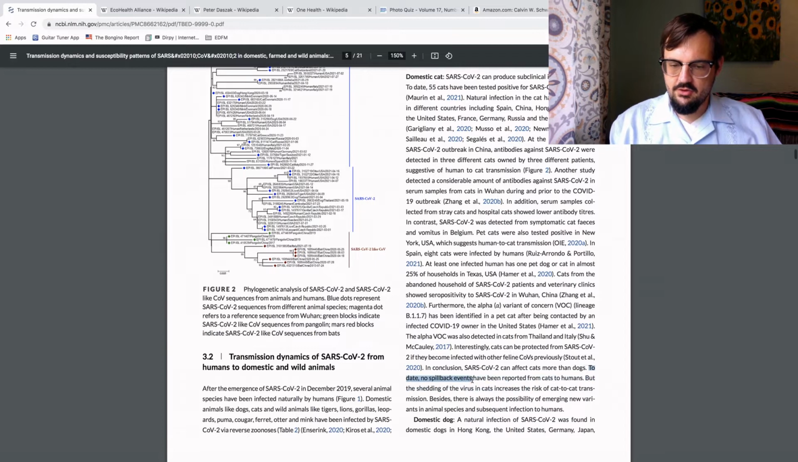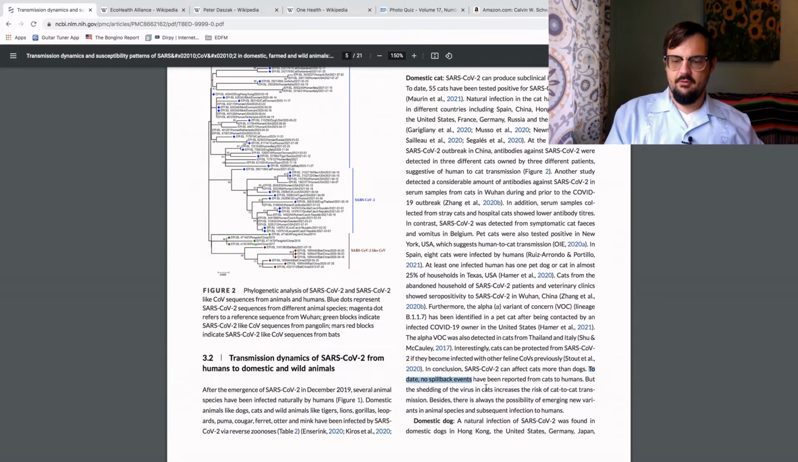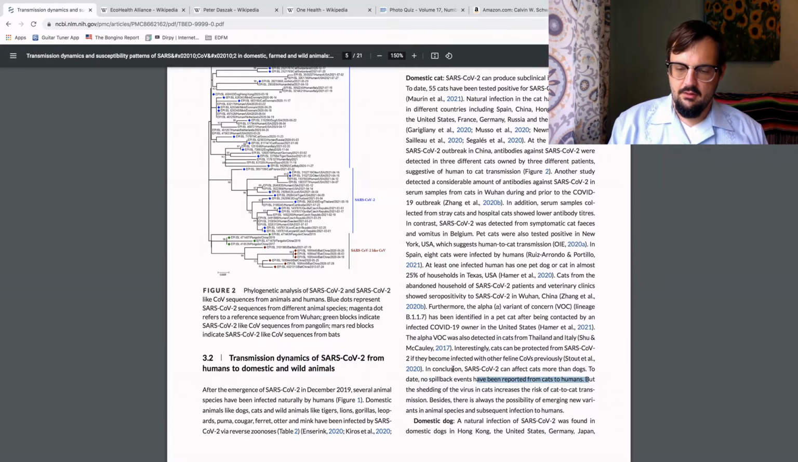And finally, there's no spillback events from cats to humans. So cats have never been shown to infect humans. We're still surveilling. We're still holding out hope that we can find that.